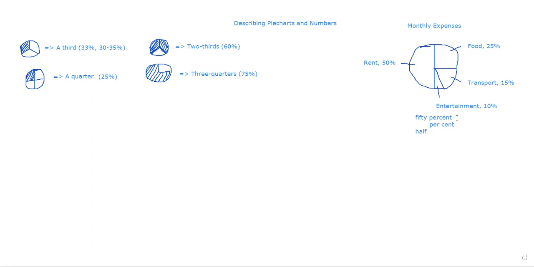Then, can you tell me what is the fraction for food on the right? A quarter. Very good, a quarter. So these you need to identify before you even start writing. লেখা শুরু করার আগেই এগুলো আইডেন্টিফাই করে নিতে হবে.